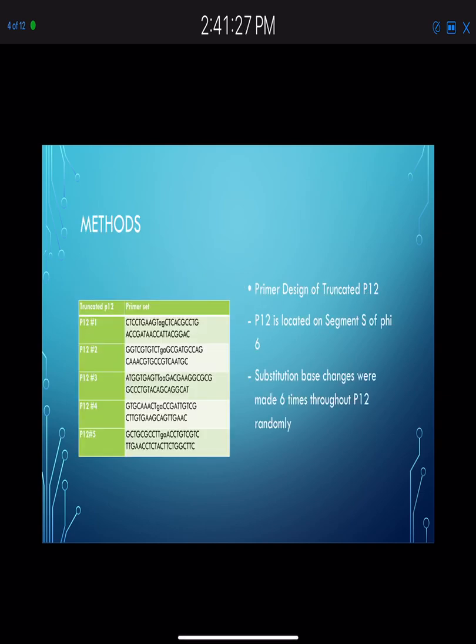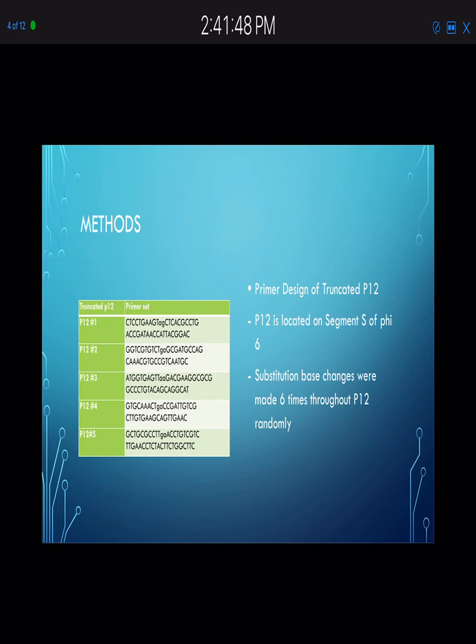Our first method was our primer design of P12. So we call these primers truncated. As we know, P12 is located on segment S of Phi-6, and substitution base changes were made 6 times throughout P12 randomly. We spaced them out from the beginning of the protein sequence towards the end.